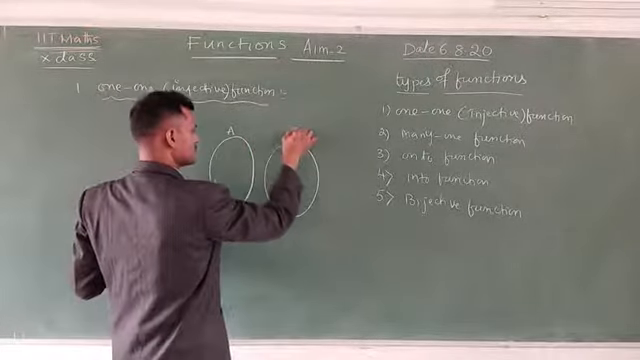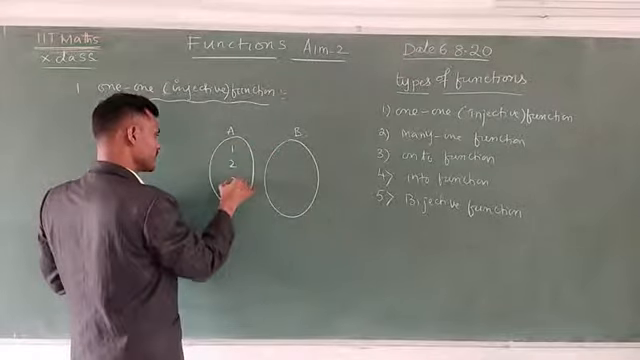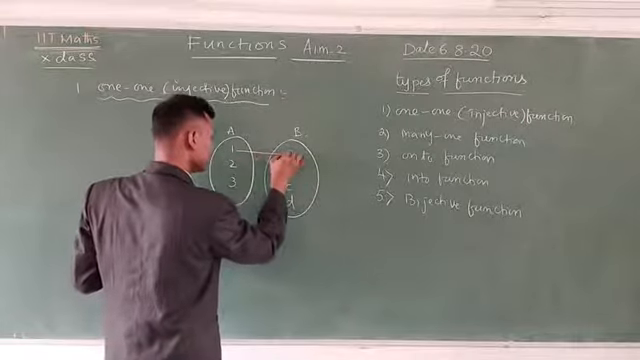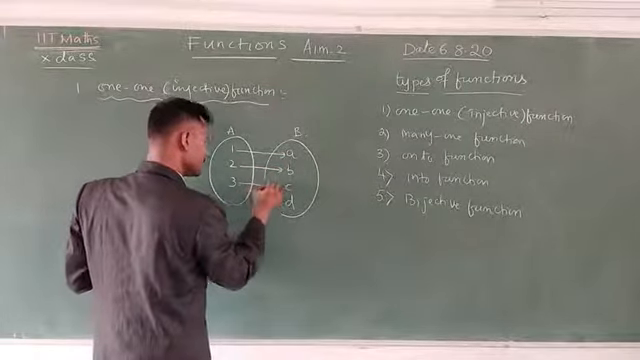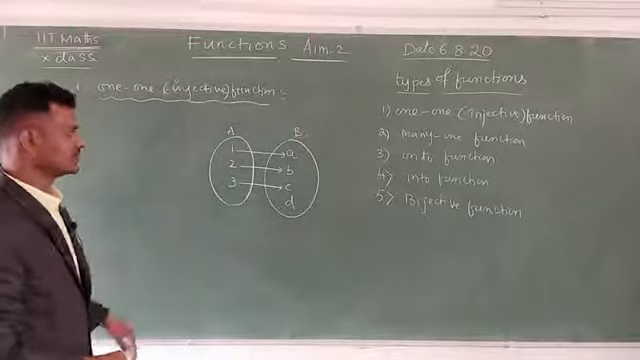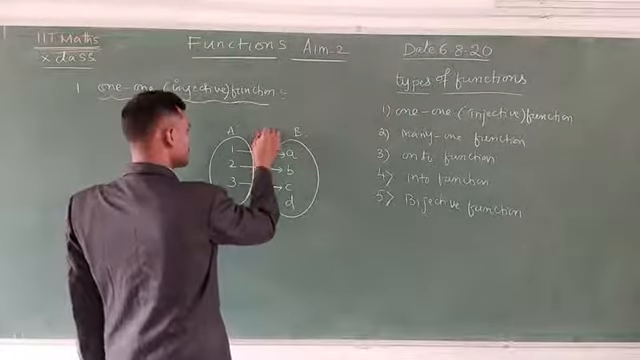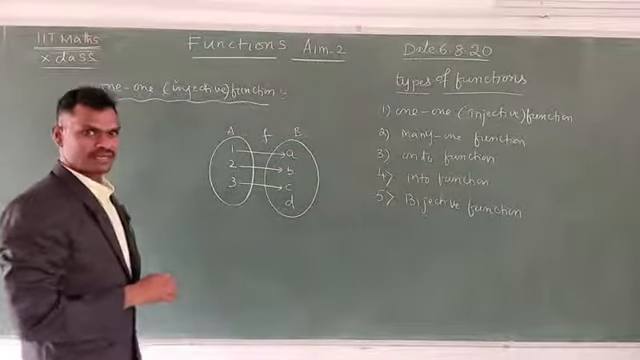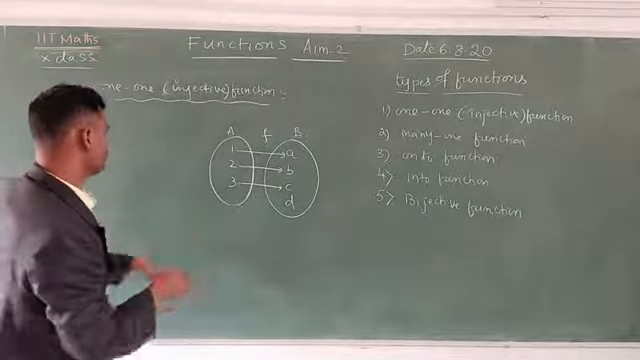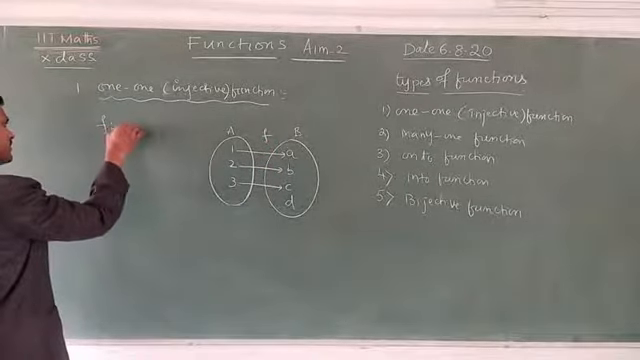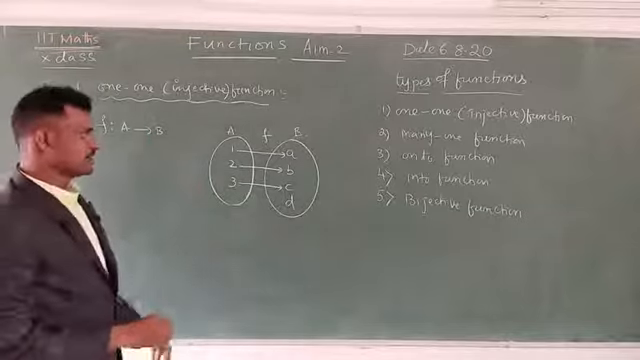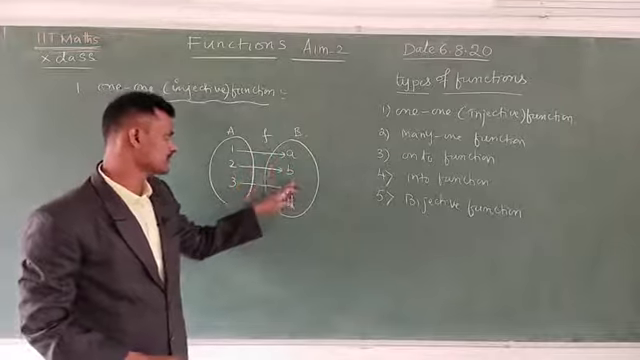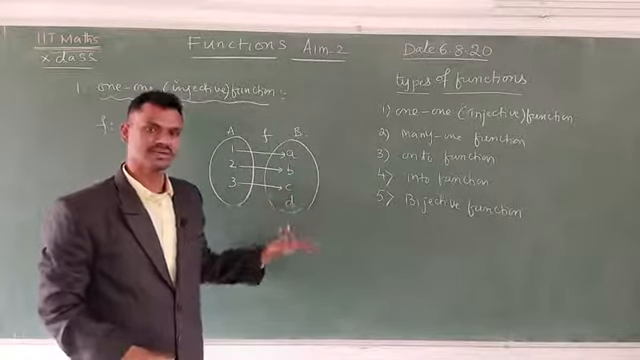This is set A, this is set B. Set A has elements 1, 2, 3. Set B has elements a, b, c, d. Now 1 is mapped to a, 2 is mapped to b, and 3 is mapped to c. This is a relation F, mapping from A to B. It is a relation first, not a function. Here d is not mapped from any element.